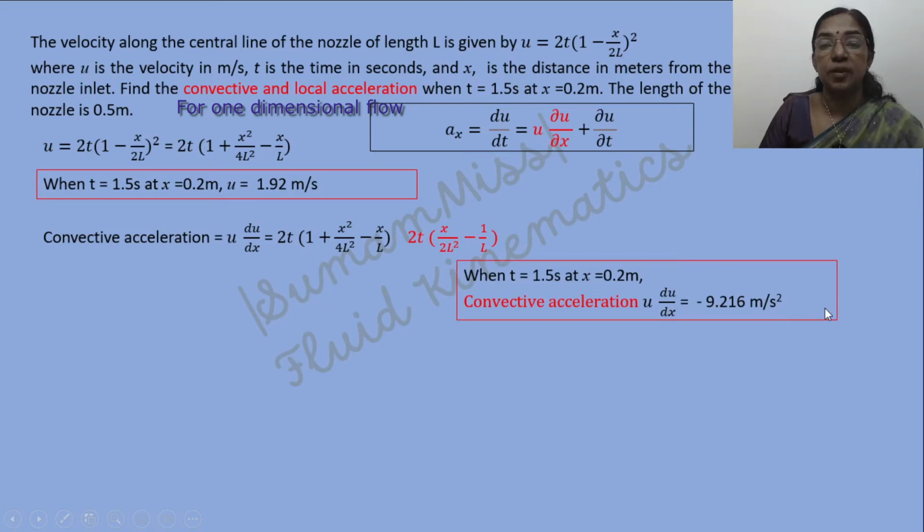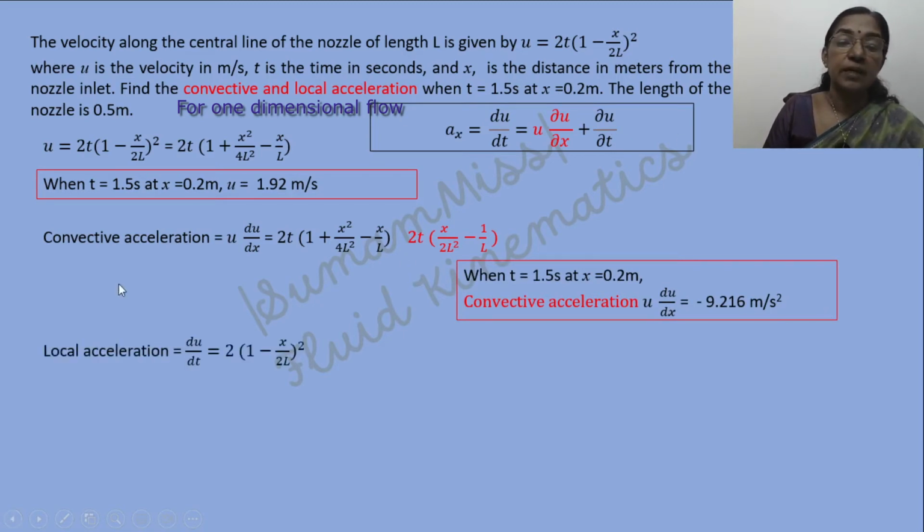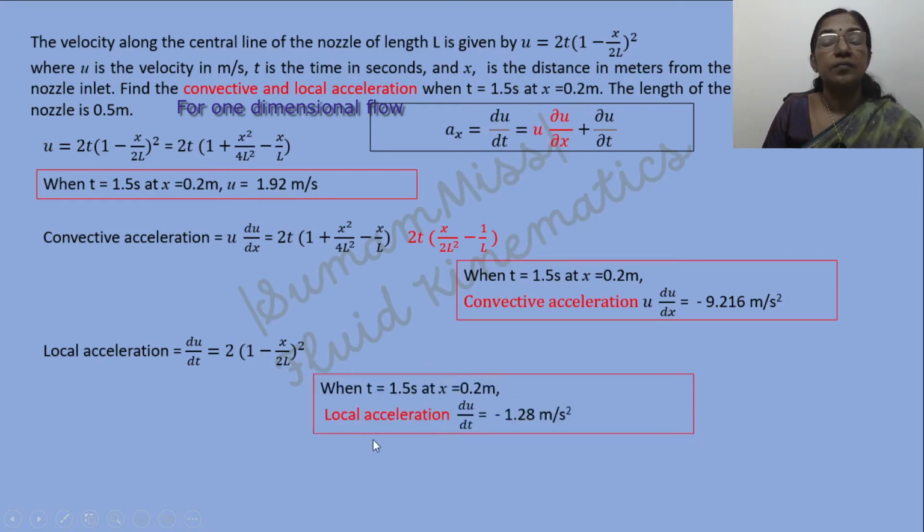The expression for local acceleration is given as ∂u/∂t, that is the differential of u with respect to t. If you substitute the corresponding values of t and x, the local acceleration obtained is minus 1.28 meter per second square. So you can very well work out this problem and verify the answers.